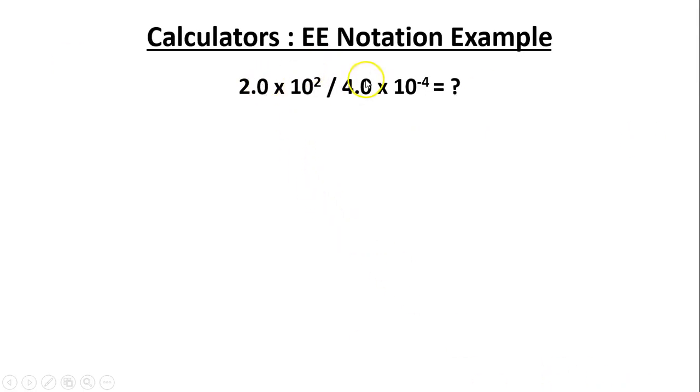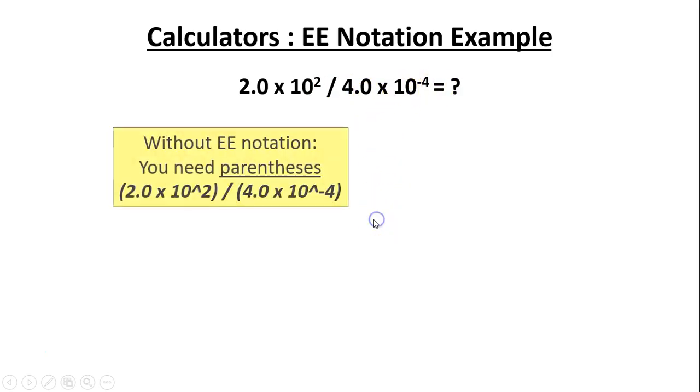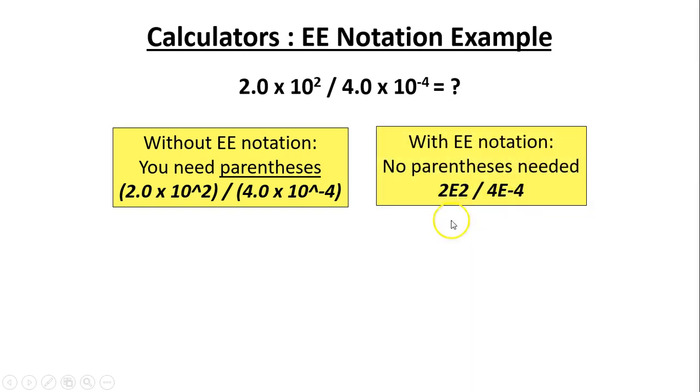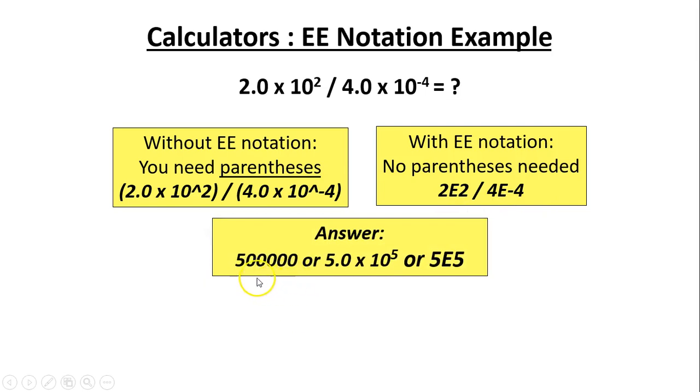An example, perform this operation: 2 times 10 to the 2 divided by 4 times 10 to the negative 4. If you do the regular way, you must put parentheses, as 2 times 10 to the power of 2 divided by parentheses 4 times 10 to the power of negative 4. If you use the second EE button, you don't need parentheses. Either way, you should have the same answer, 5 followed by 5 zeros, or if you write this number in scientific notation, 5.0 times 10 to the 5, or on the calculator, maybe 5e5.